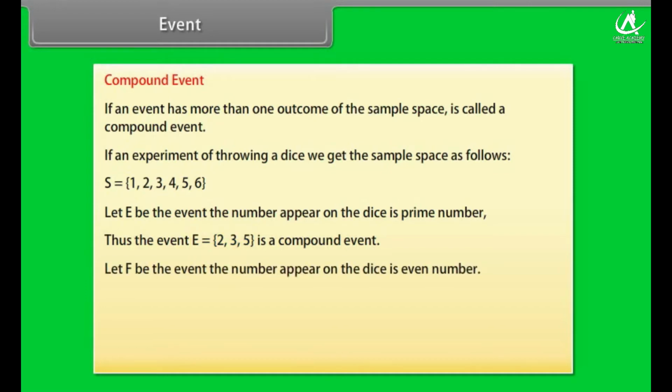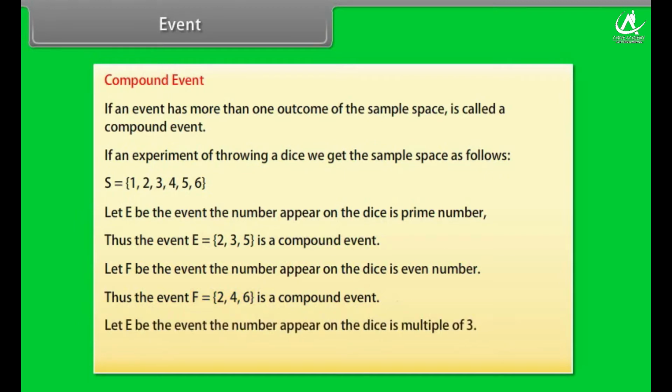Let F be the event the number that appears on the dice is an even number. Thus the event F = {2, 4, 6} is a compound event. Let E be the event the number that appears on the dice is a multiple of 3. Thus the event E = {3, 6} is a compound event.